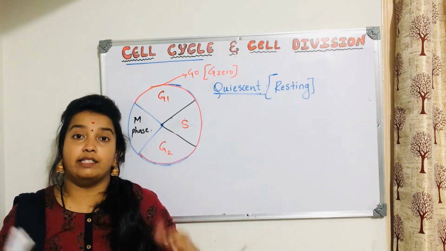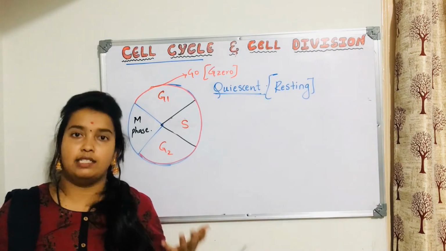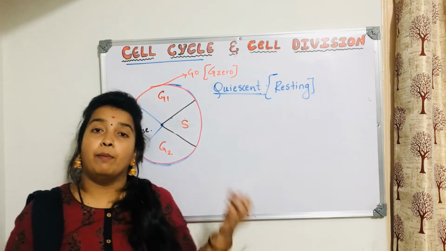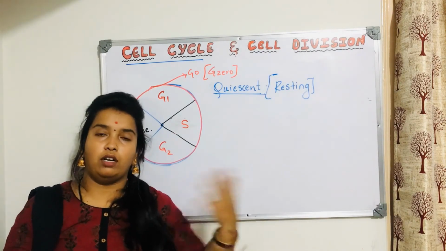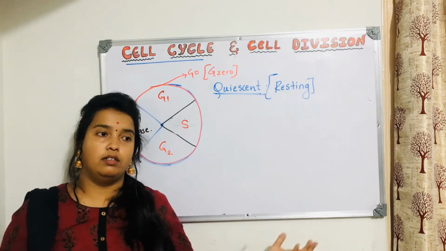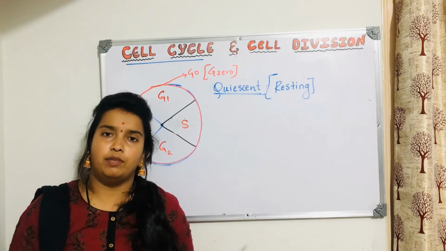You cannot say it is dead. No, it is not dead here. It is alive. It is living. The cell is living here, but what is it doing? It is just resting. It is not growing in size. It's not producing any protein. It's not doing anything here. It is just taking rest.